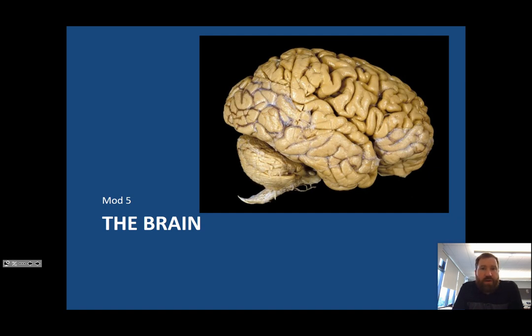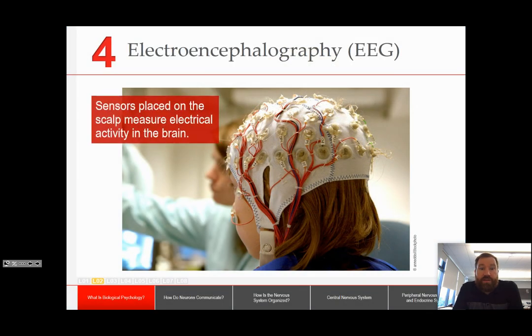So first, we're going to start talking about the methods that we can use to study the brain. Since it's really hard to study a live brain, we have developed a number of technologies and scans that allow us to do so. So you will need to know these, and you'll need to know what they do and how they work.